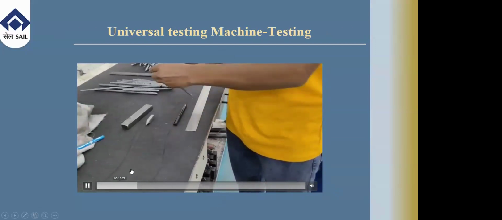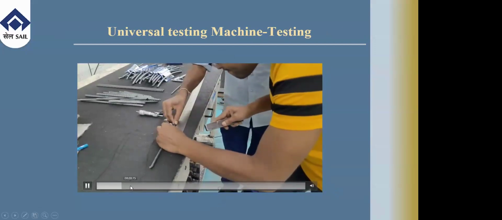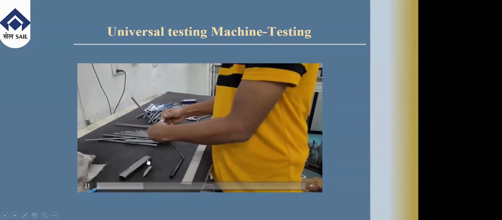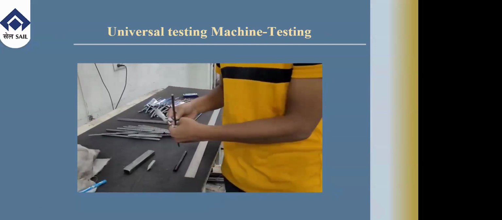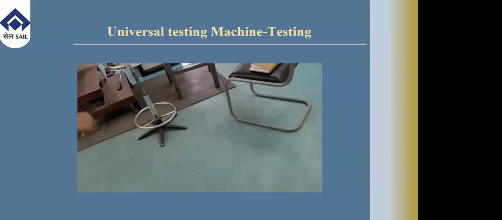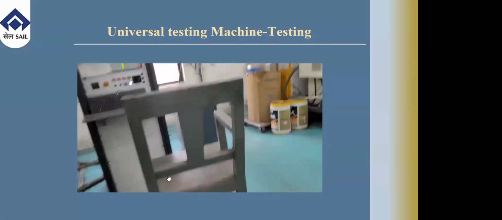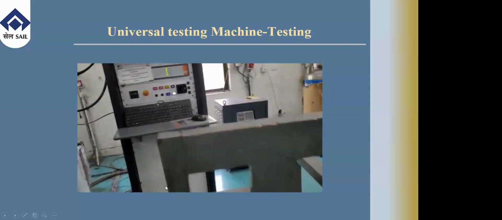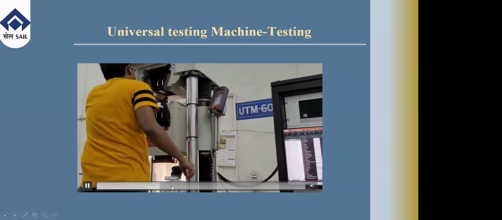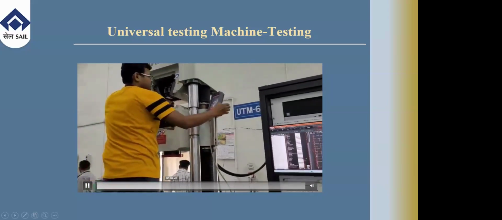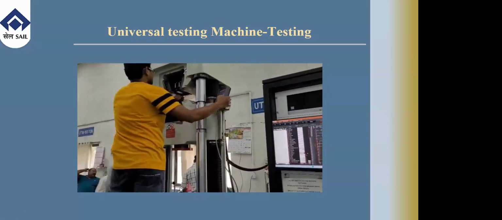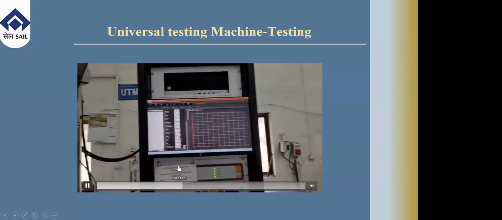First of all, we are punching for the gauge length measurement. After that, we are measuring the diameter of the sample. Then we will put this sample into the machine, and after that, we will start the analysis.